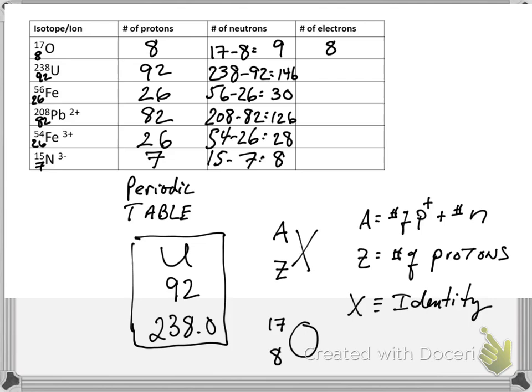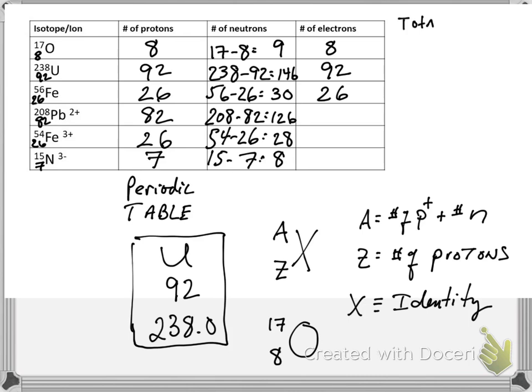Okay, so when we determine the number of electrons, we have to take into account the charge. If the charge is neutral, meaning there's no pluses or minuses, then we have the same number of electrons as protons because they exactly cancel out. So we have 8 protons in oxygen, we have 8 electrons. We have 92 protons in uranium and it's neutral, so we get 92 electrons. Same with iron, 26 protons, 26 electrons.